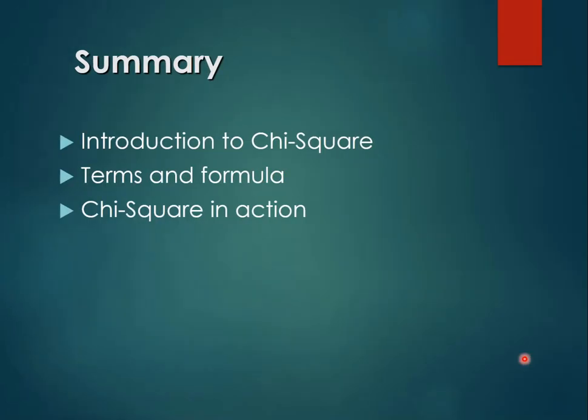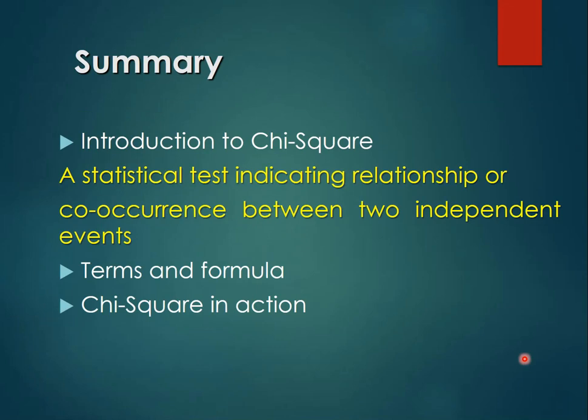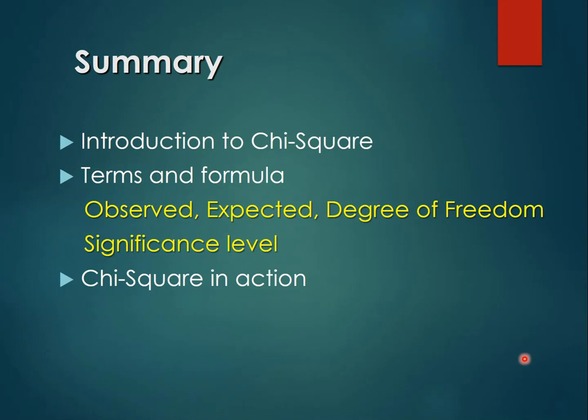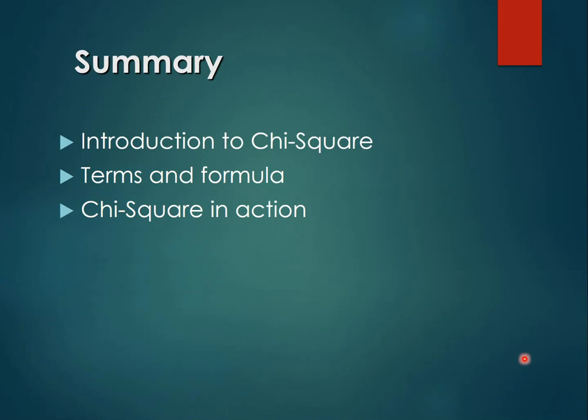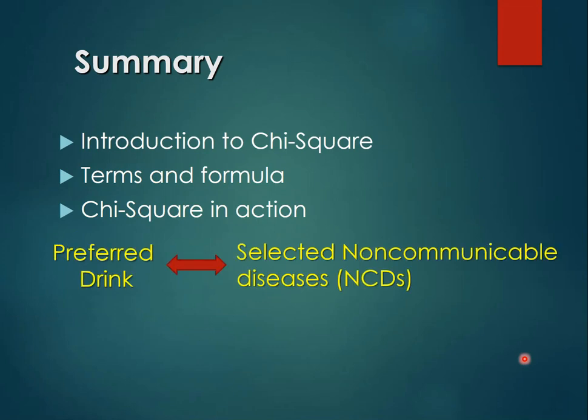In summary, we have introduced chi-squared. Chi-squared is a statistical test indicating a relationship or co-occurrence between two independent events. The terms and formula used in chi-squared are the observed values, the expected values, the degree of freedom, and the significance level. And in the chi-squared in action, we have looked into the relationship between preferred drink and selected non-communicable diseases.